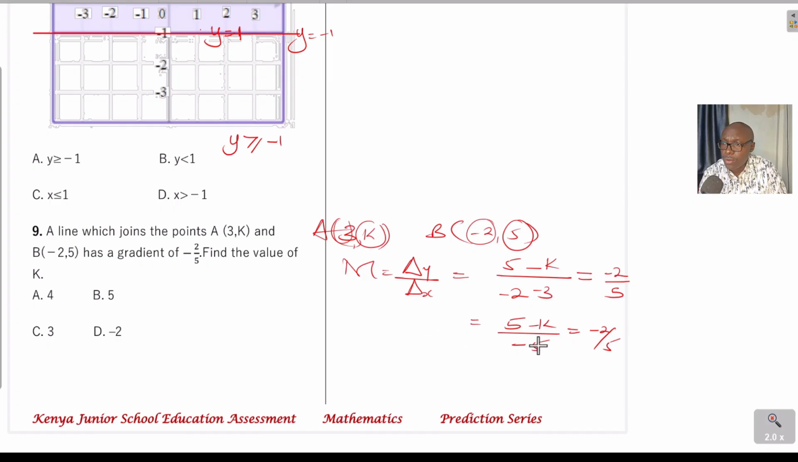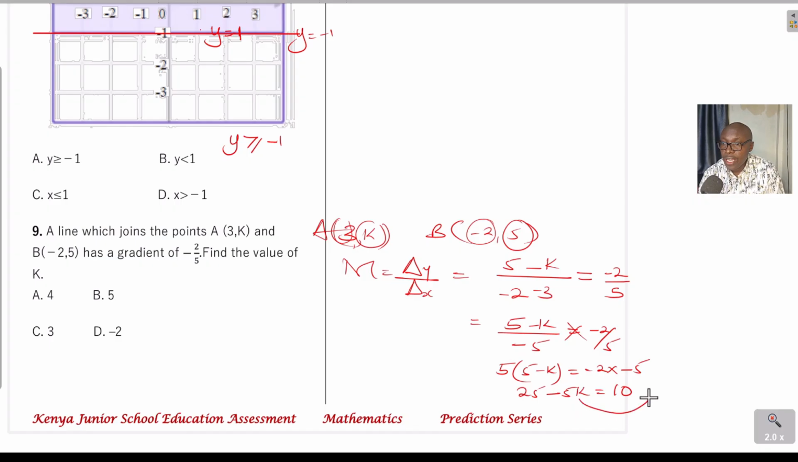So from here you can cross multiply. So 5 multiplied by 5 minus k is equal to -2 times -5. So this will give 5 times 5, this will give 25, minus 5 times k, that will give minus 5k, is equal to -2 times -5, that will give +10. So now you make k the subject.